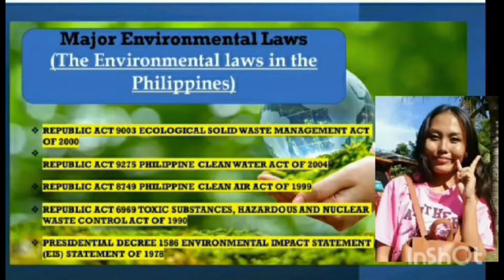And fourth, Republic Act 6969, Toxic Substances, Hazardous and Nuclear Waste Control Act of 1990. The goal of the law is to control, restrict, or outright forbid the use of chemical substances and mixtures that pose an unreasonable risk to human health from being imported, manufactured, processed, sold, distributed, used, and disposed of.